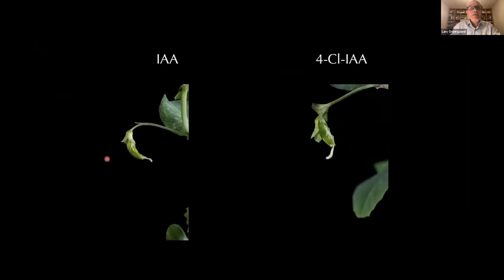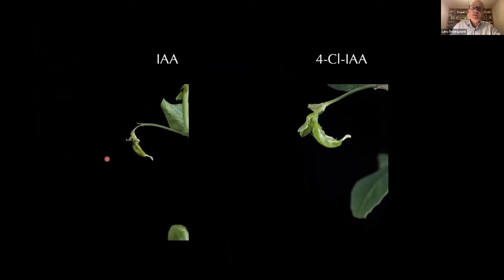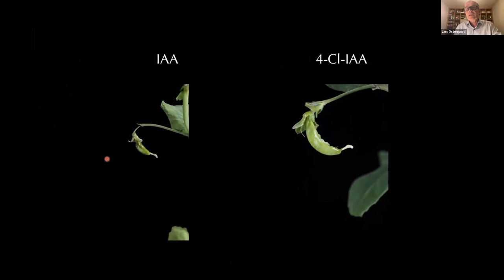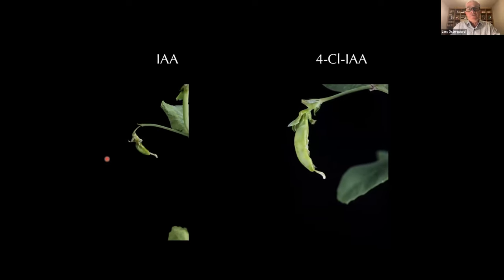When we add IAA, so the normal auxin, to a deseeded pod, nothing will happen either. But 4-Cl-IAA has a massive effect on pod growth. So even without the seeds, if we add 4-Cl-IAA, you can see on the right side here that these pods grow to pretty much full size without the seeds inside. So this suggests that it is the 4-Cl-IAA, the auxin variant that is produced by the seeds, that is a trigger for the pods to grow after fertilization.